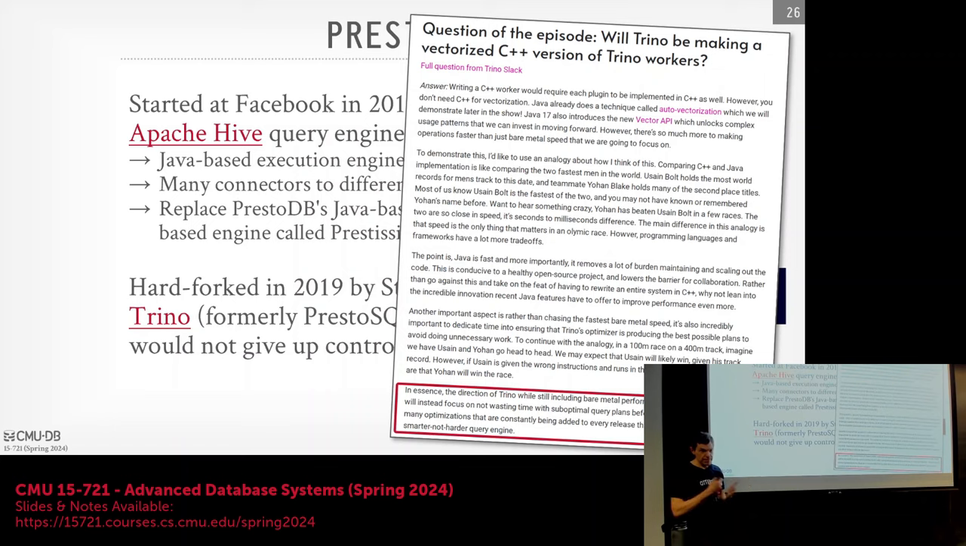Okay, and does that one also have the in-memory shuffle? I don't know. I should look that up. Good question.